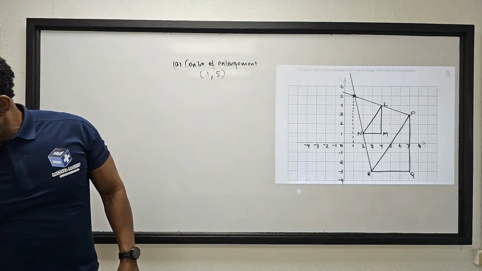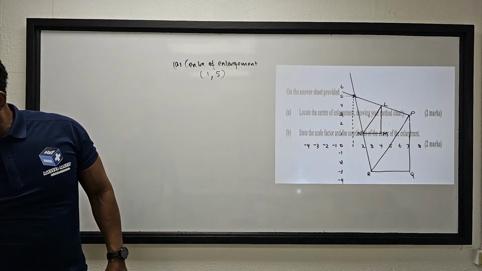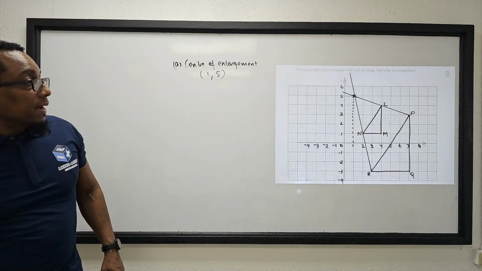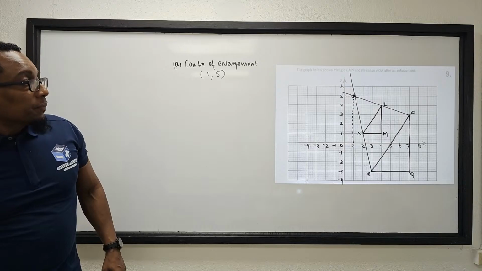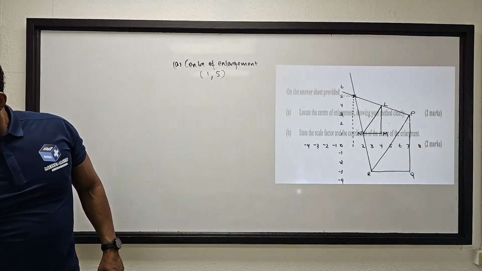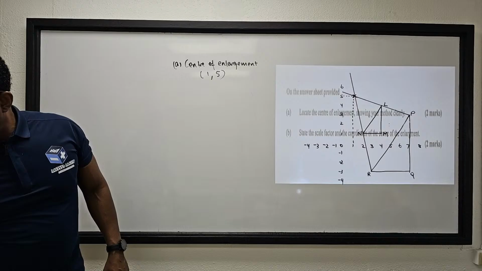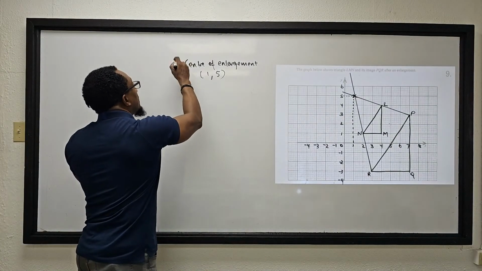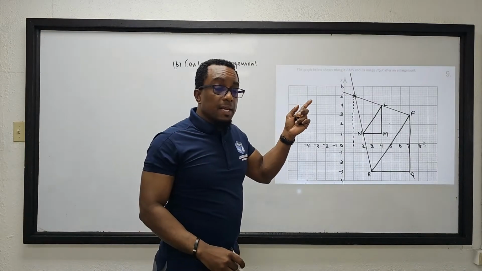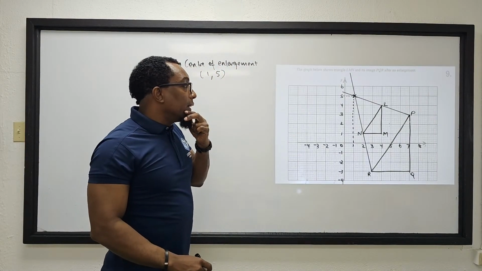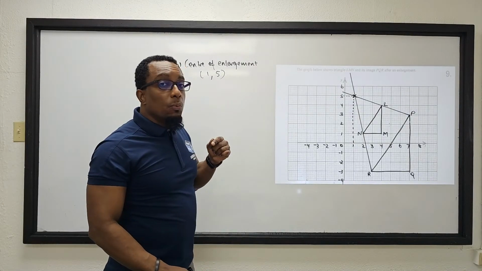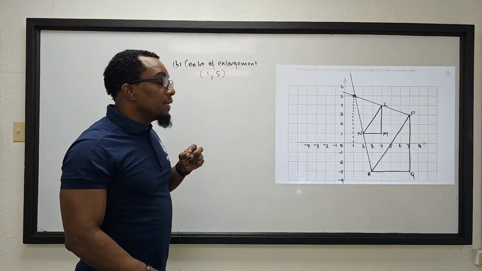Then they ask us next to state the scale factor and the coordinates of the center of enlargement. Part A, we had to locate the center of enlargement, which we did. Part B, they want us to state the coordinates of the center of enlargement, which is 1, 5. And they also want us to state what the scale factor is.